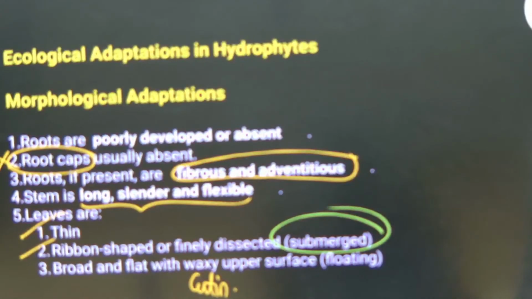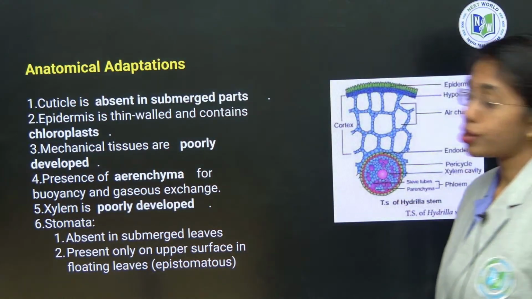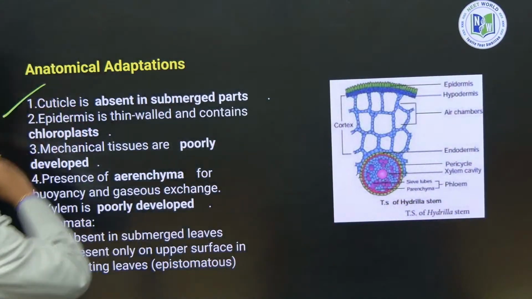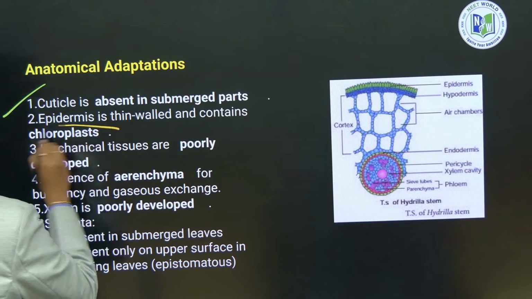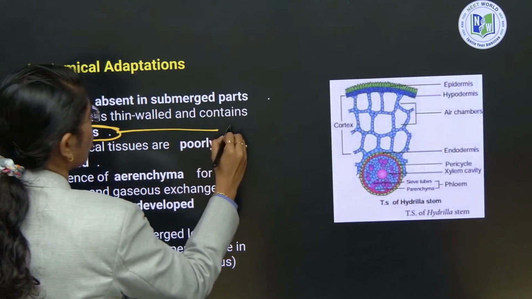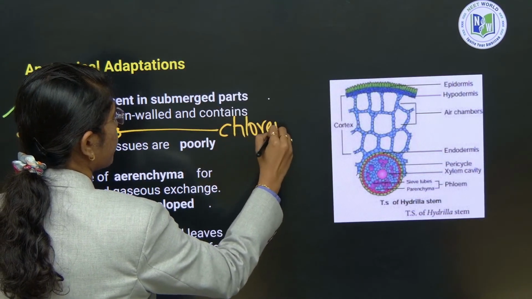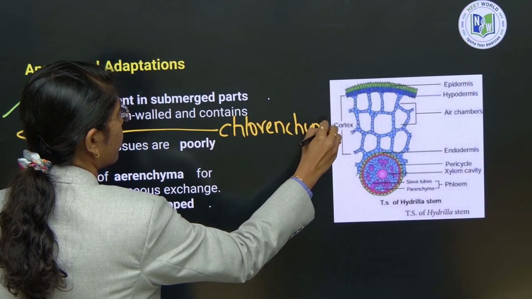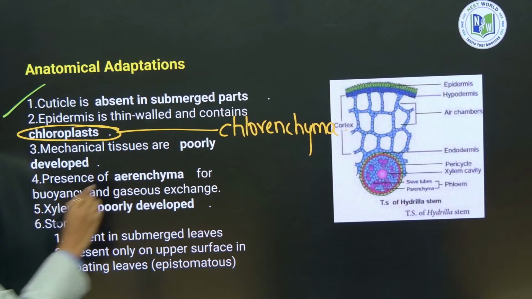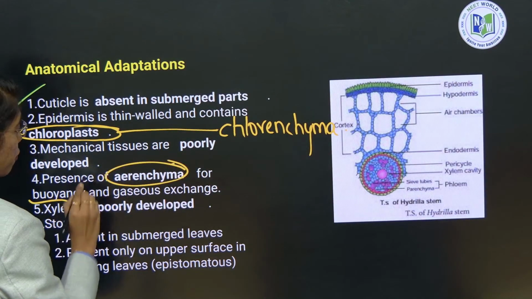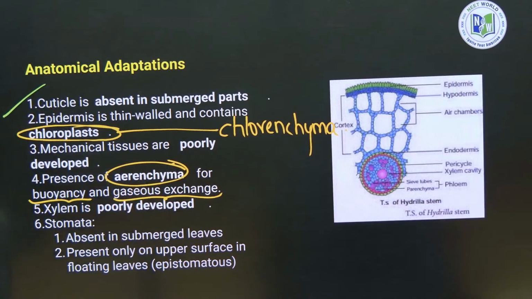Now we will move on to anatomical adaptations. Cuticle is totally absent in the submerged plants, and the epidermis is thin walled and has chloroplasts in it, which is addressed as chlorenchyma. Mechanical tissues are poorly developed here. Aerenchyma is present for buoyancy and gaseous exchange. Xylem is poorly developed. Stomata are completely absent in the submerged leaves. They are present on the upper surface, which is epistomatous.